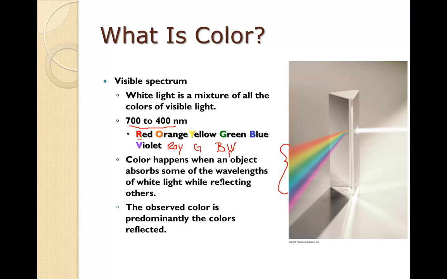Color happens when an object absorbs some of the wavelengths of the white light while reflecting the others. The observed color is predominantly the colors that are reflected.